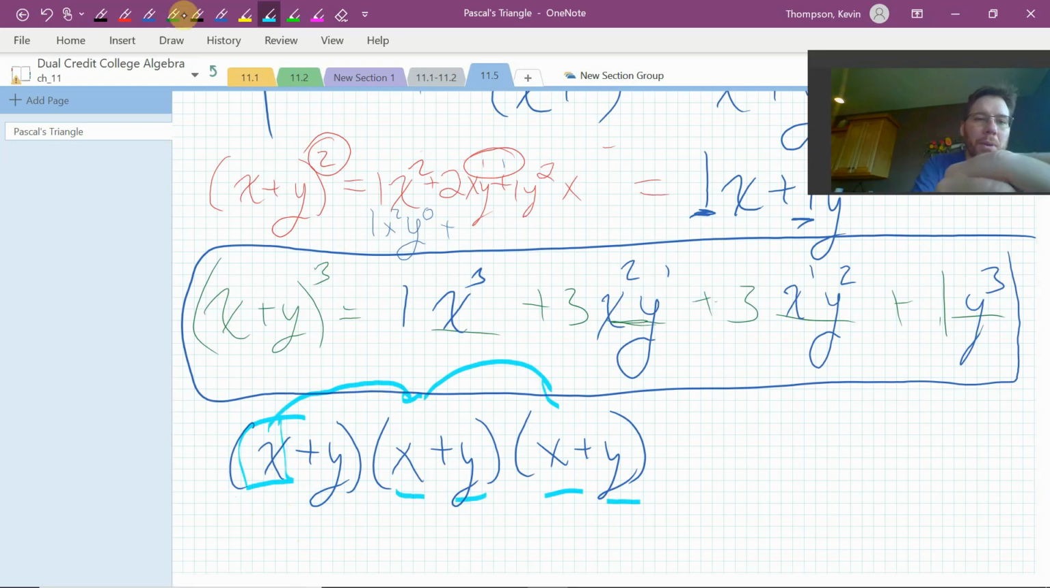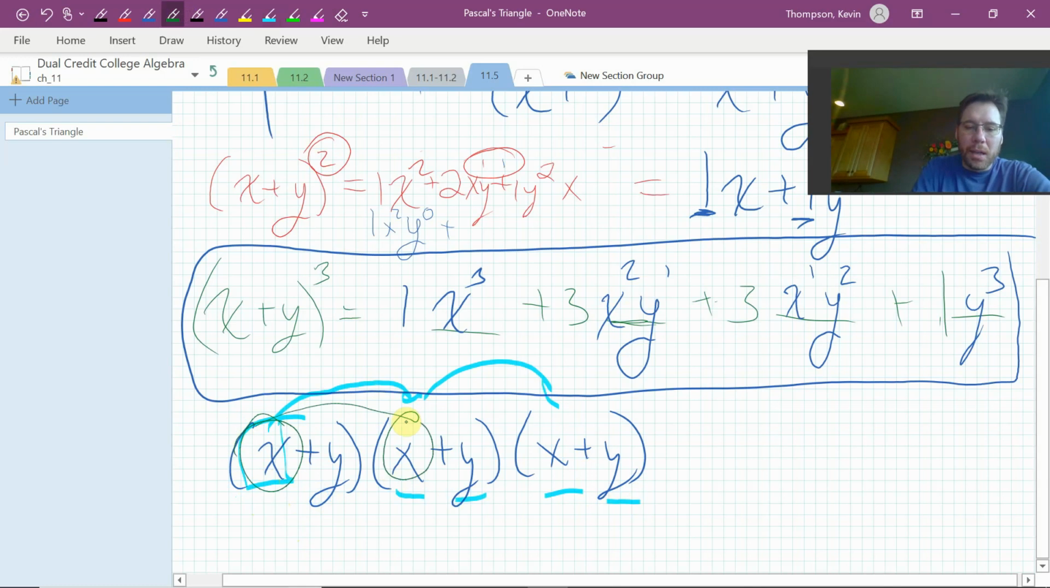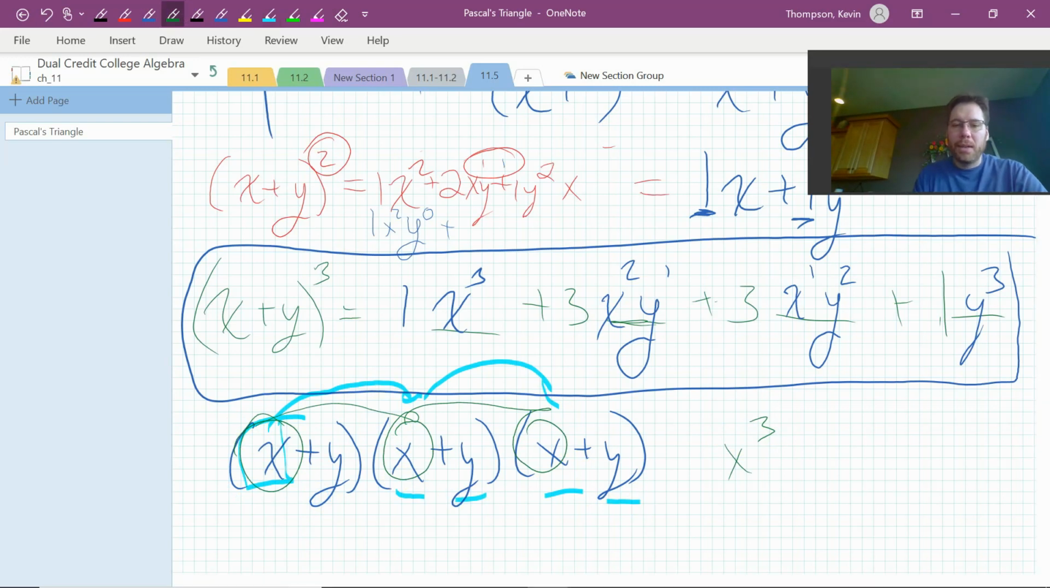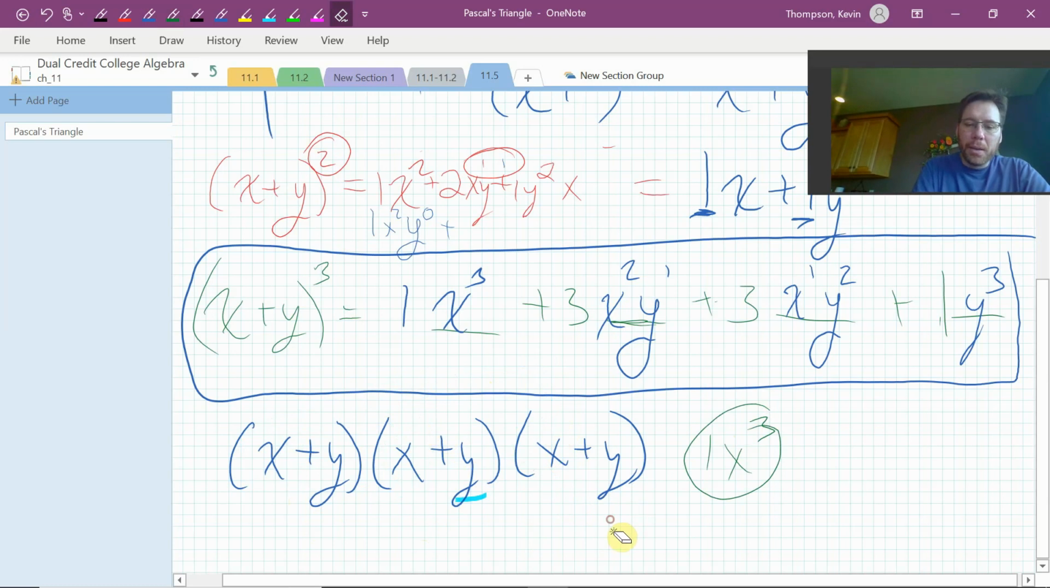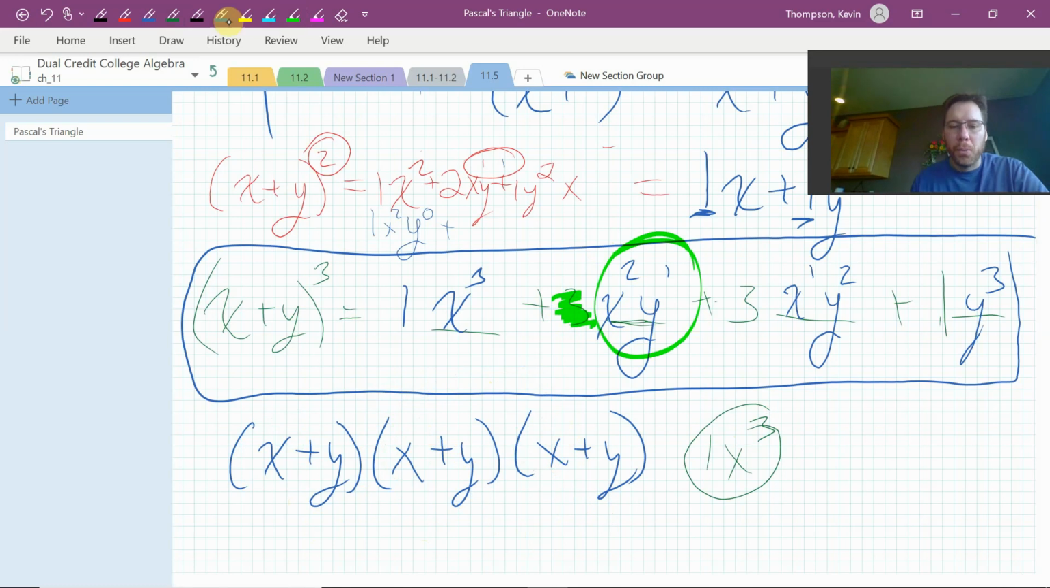So one possibility is take this x times this x times this x, and that's an x cubed. There's no other way to get an x cubed, right? I have to pick those 3 x's. There's no other choice I could make to get an x cubed, which means there's only one way to get an x cubed. If I think about the next term here, this 3x squared y, how I like to think about it is that there's 3 ways to get an x squared times a y.